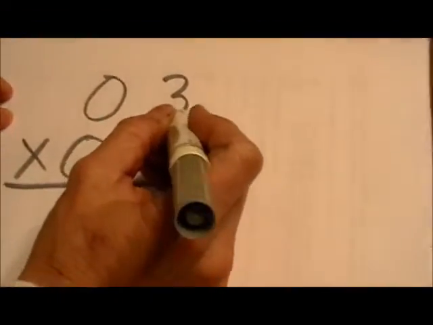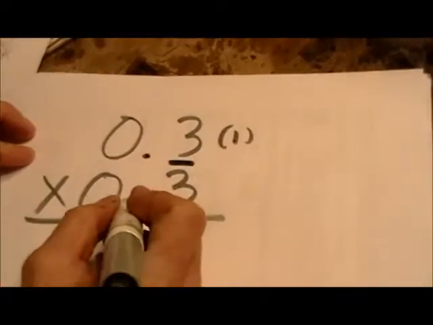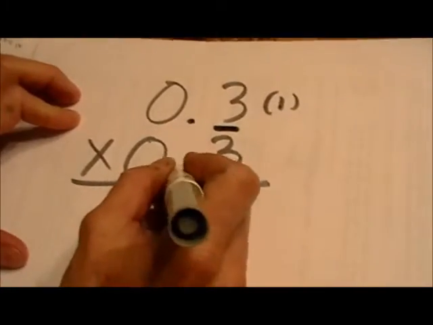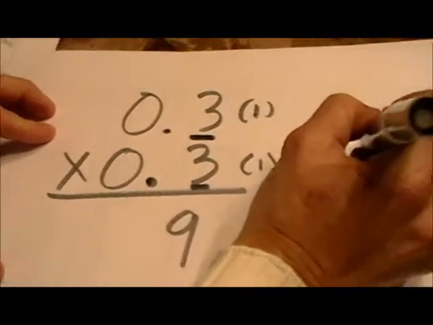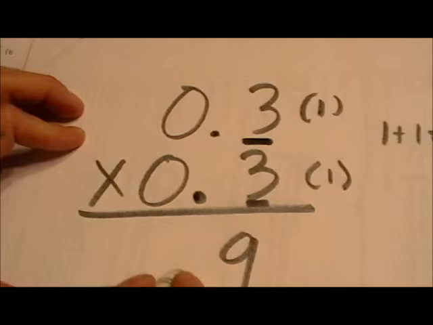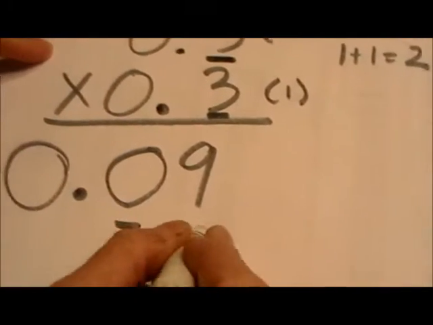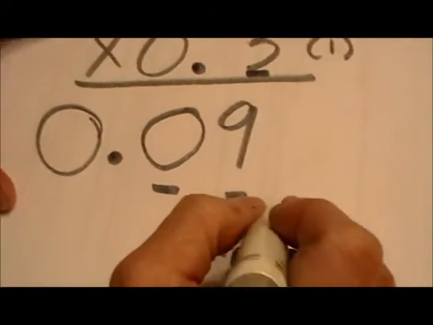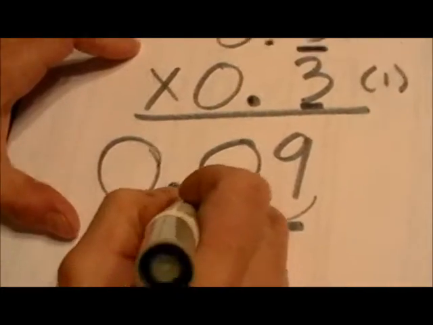So we need to see how many decimal places are to the right of this decimal on top. There's 1. And how many decimal places are to the right of this decimal on bottom, which is another 1. So I take 1 plus 1, I get 2. So I know I need to move it over 2 places. I need to have 2 places behind the decimal. So if I put my decimal here, I have 2 places behind it. Or the other way to do it was to start here and go over 2 times. Once, twice. Move the decimal over there.